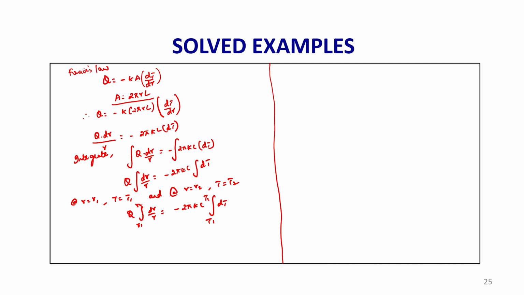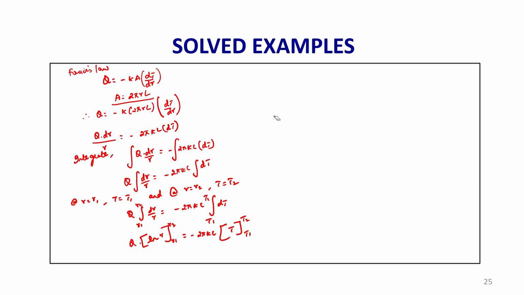On the left side you will get q into ln r, since the integral of 1 by r dr is ln r, with lower limit r1 and upper limit r2. And on the right side it will be minus 2 pi kl into the integral of dt, which is t, with upper limit t2 and lower limit t1.